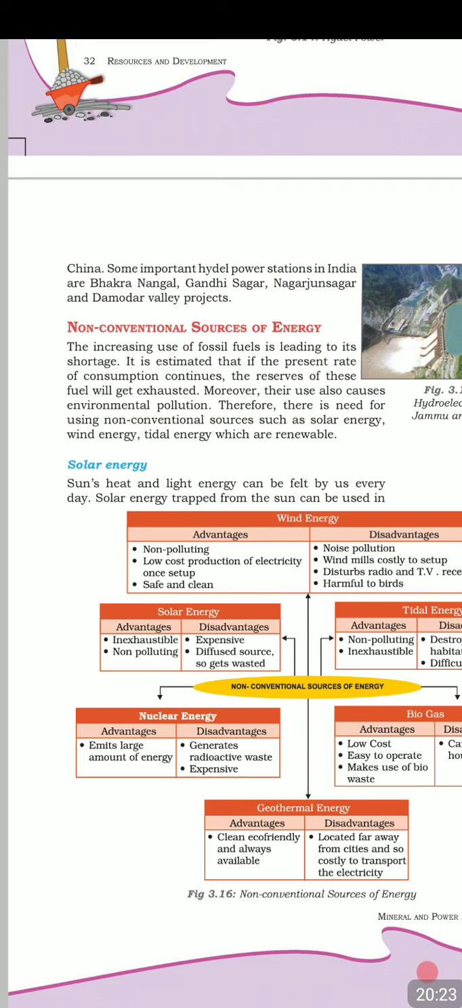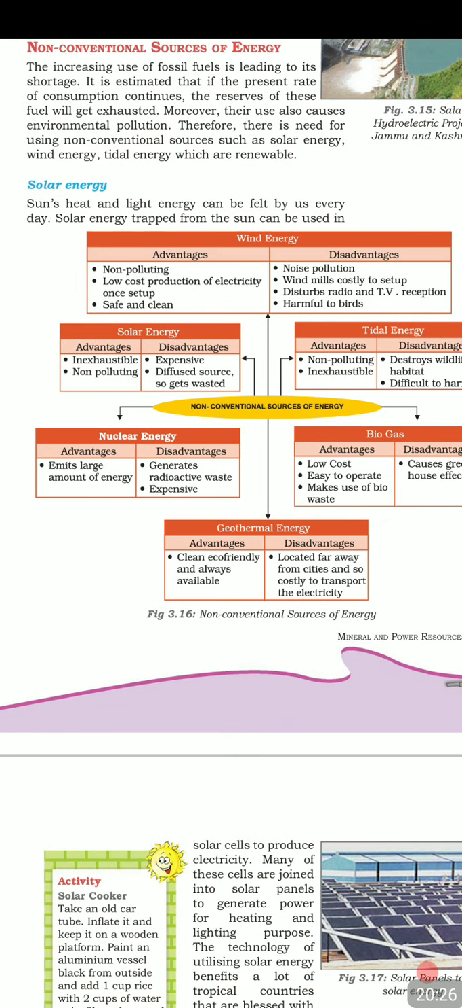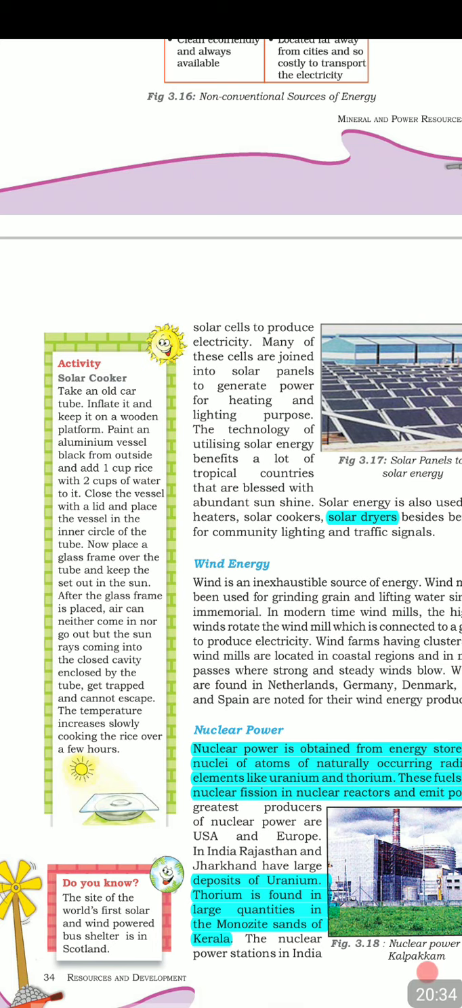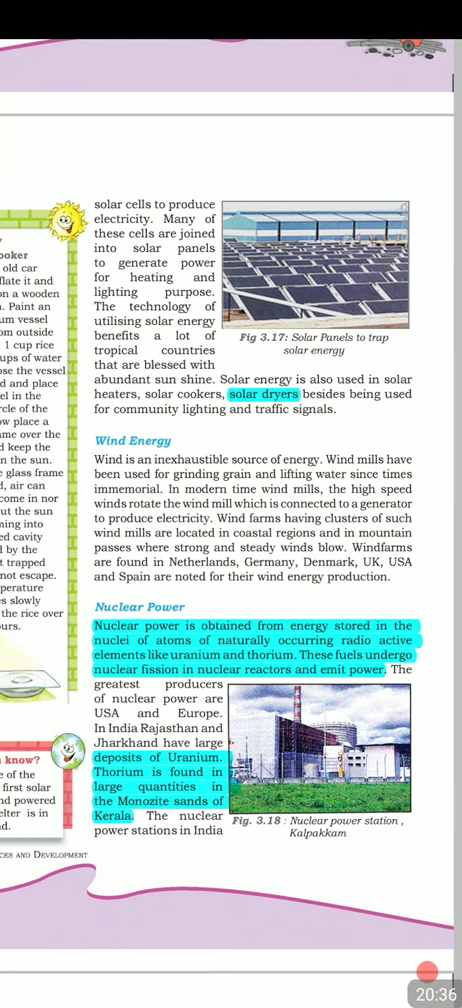We already saw solar energy. The sun's light, heat, and light energy can be filtered every day. Solar energy trapped from the sun can be used in solar cells to produce electricity. Many of these cells are joined into solar panels to generate power for heating and lighting purposes. The technology of utilizing solar energy benefits a lot of tropical countries that are blessed with abundant sunshine. Solar energy is also used in solar heaters, solar cookers, and solar dryers.